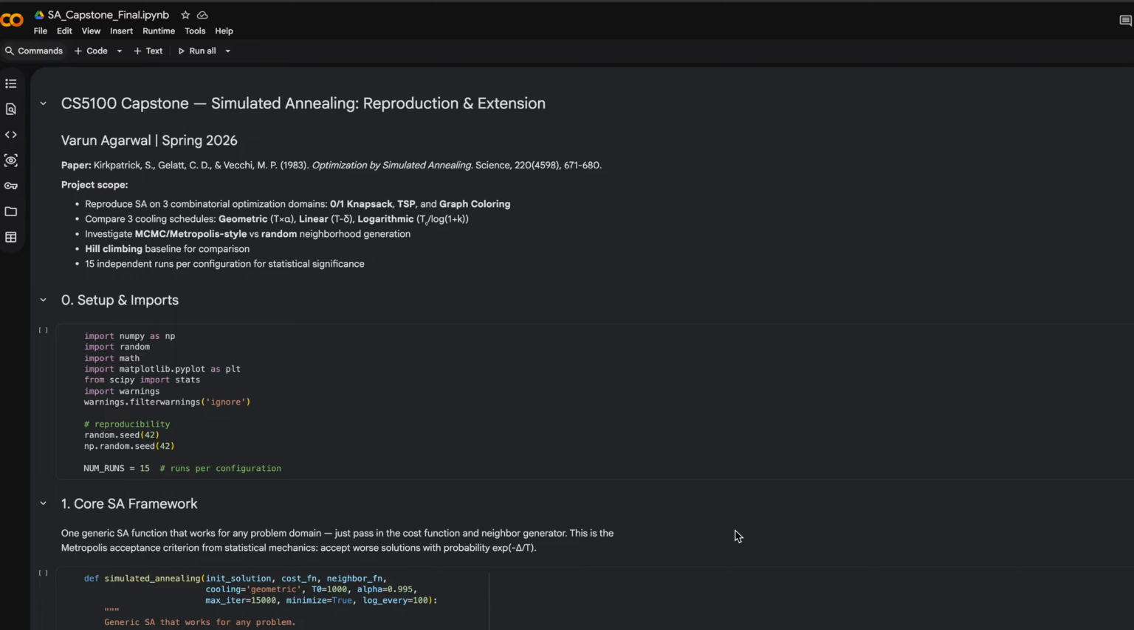High temperature means the algorithm accepts bad moves. This lets it explore broadly and escape local optima. As temperature drops, it gets more selective and starts exploiting.